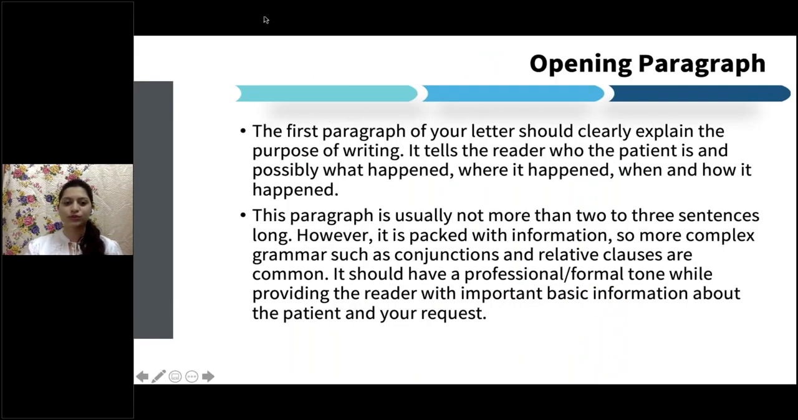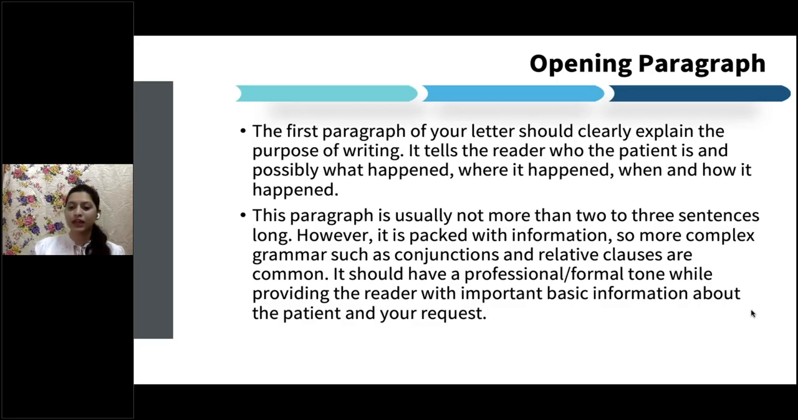Let's move on to the structure. The opening paragraph. The first paragraph of your letter should clearly explain the purpose of your writing, as I've already mentioned. It tells the reader who the patient is and possibly what has happened, where it happened, and now what needs to be done. This paragraph is usually not more than 2 to 3 sentences. Usually it's 2 sentences long, and however, it is packed with information. So more complex grammar, such as conjunctions and relative clauses, is common.